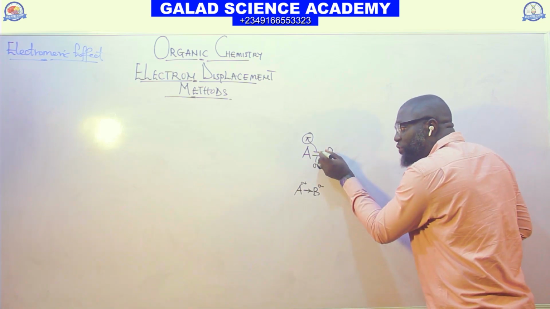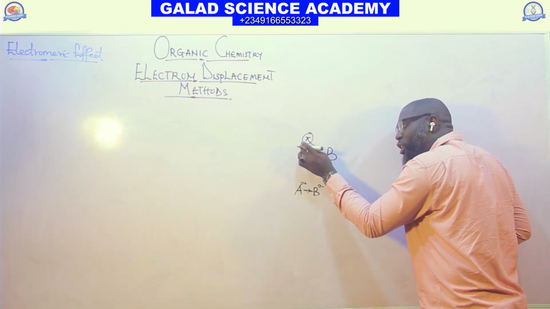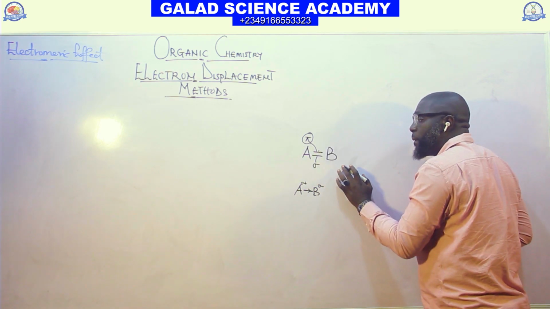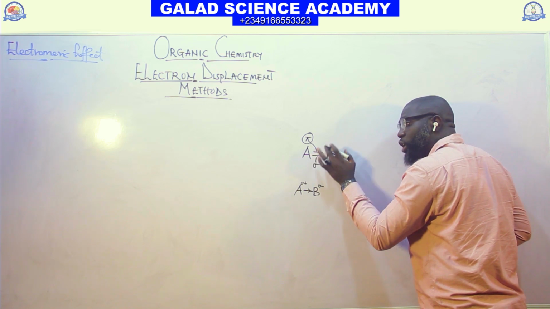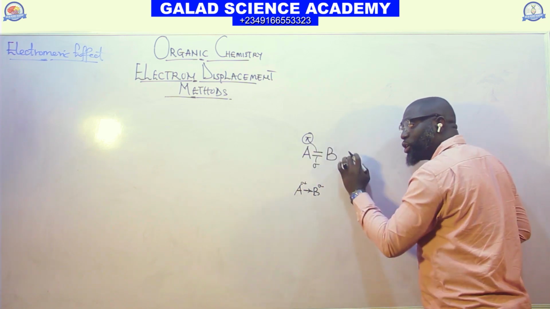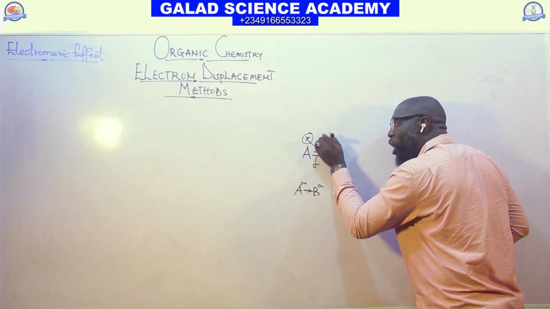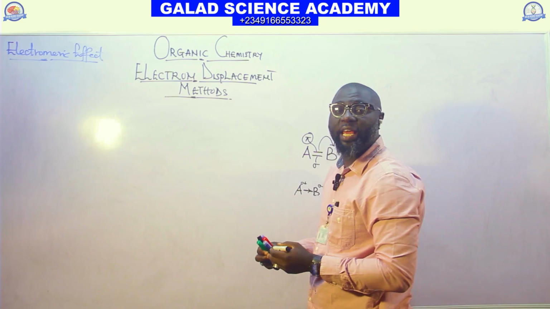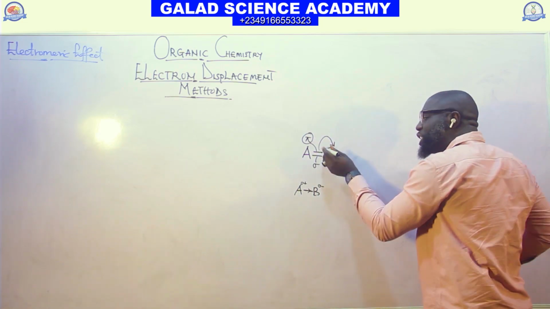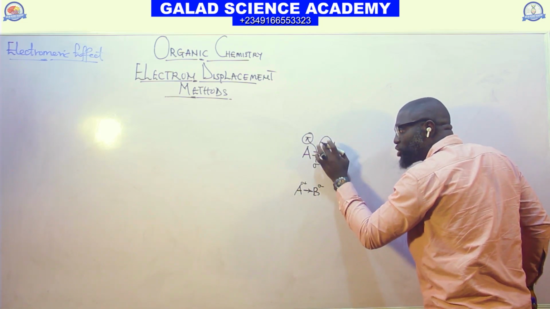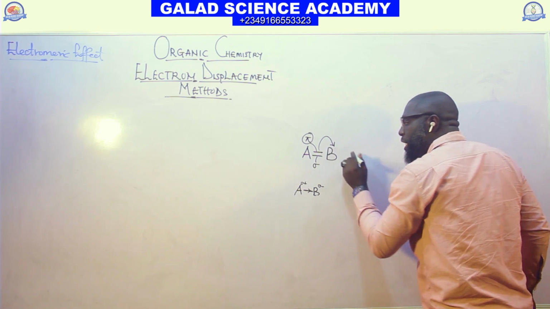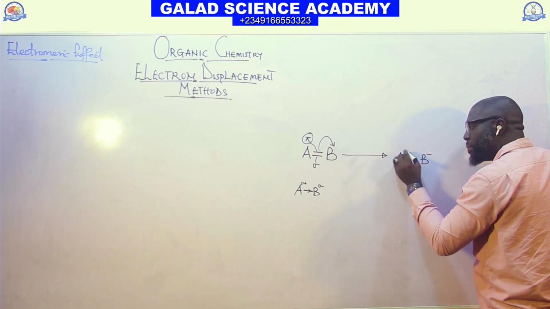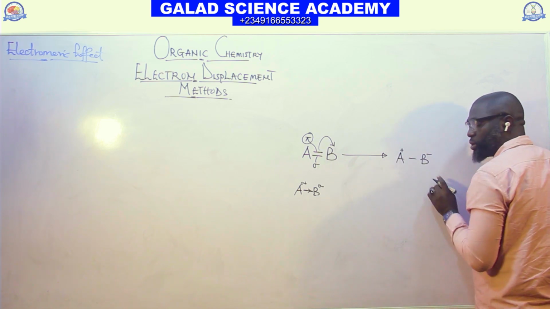So the shifting of this pi electron to one of the elements here that has higher electronegativity is called the electromeric effect. What makes this pi electron shift to this B? If it shifts, you have A plus and B minus.